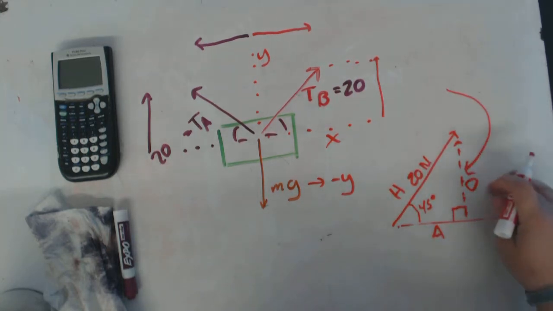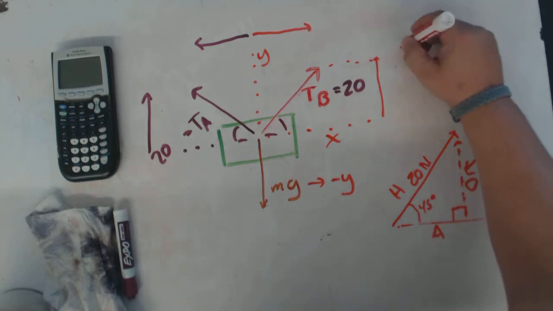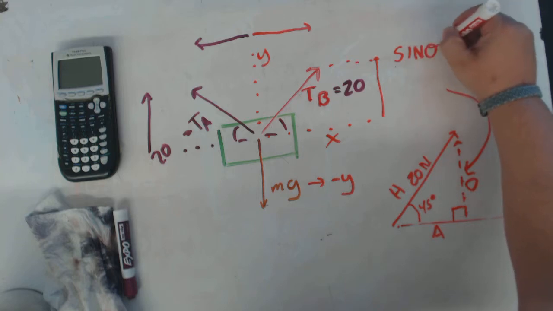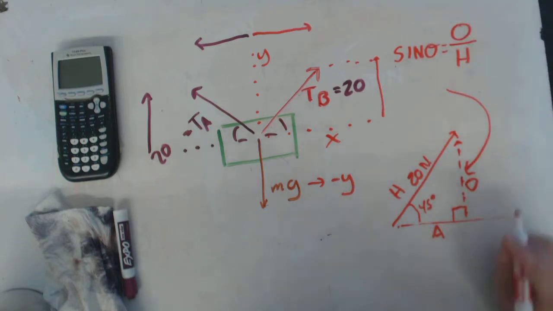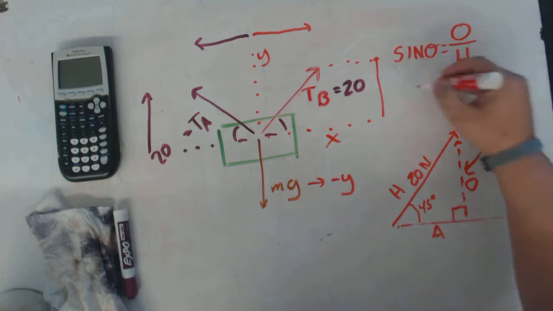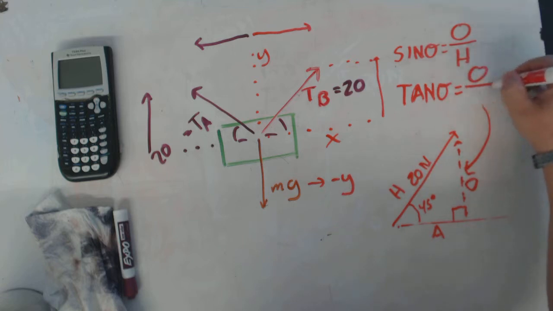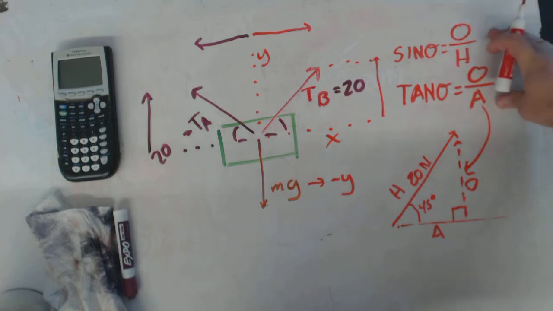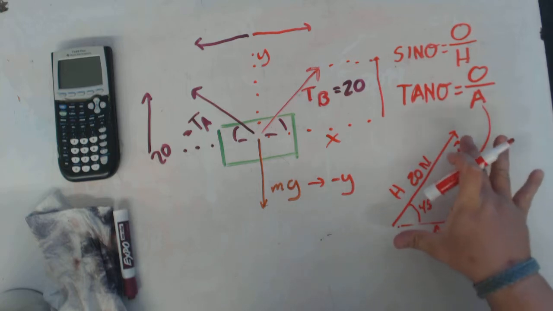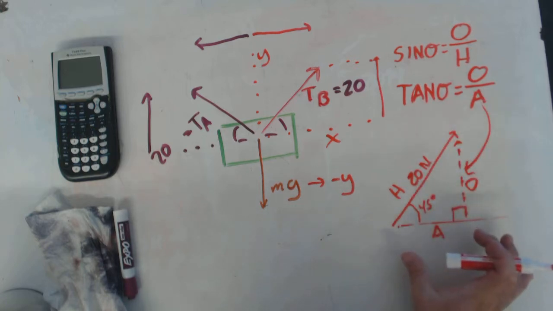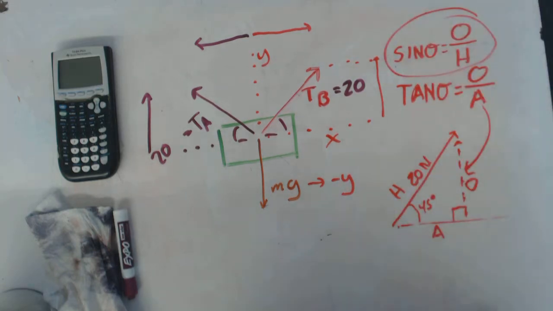So looking for the opposite, there's only two trig functions that I can possibly use, and that's sine theta is equal to opposite over hypotenuse, and tangent theta is equal to opposite over adjacent. One of those two is going to be giving me the correct answer. Looking at the information I have, I do have my hypotenuse and I don't have my adjacent. So the winner is sine.